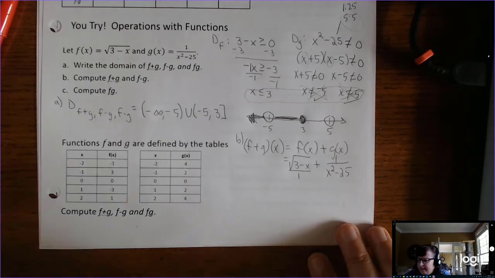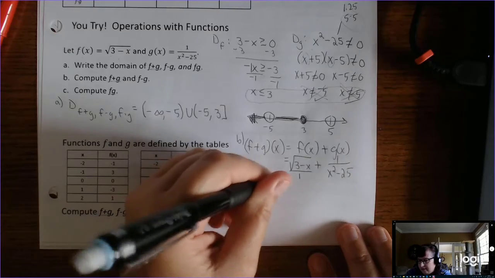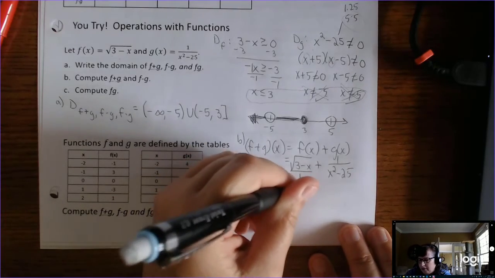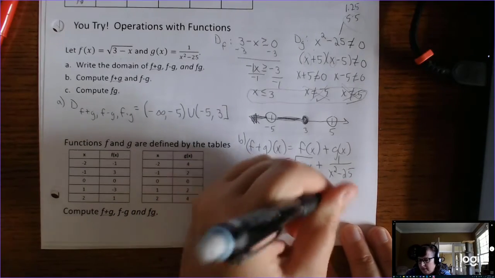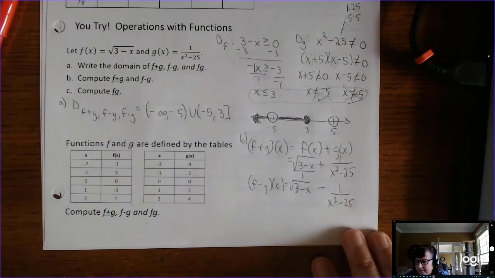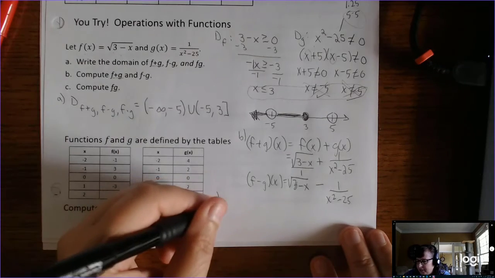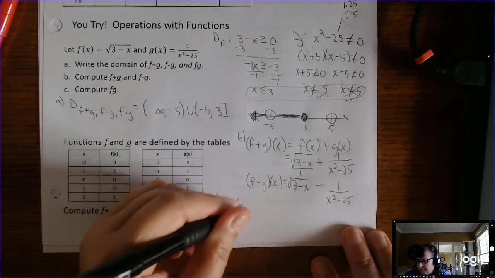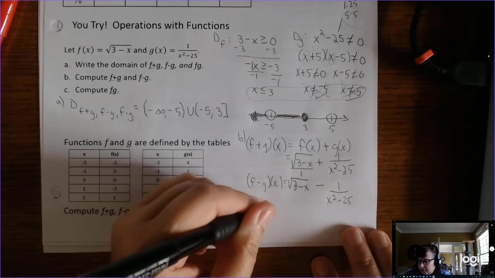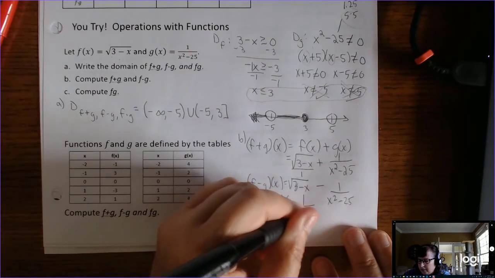All right. f minus g would be the same thing, except a minus in the front, in the middle: square root of 3 minus x minus 1 over x squared minus 25. C, f times g of x would be this function: square root of 3 minus x times 1 over x squared minus 25.